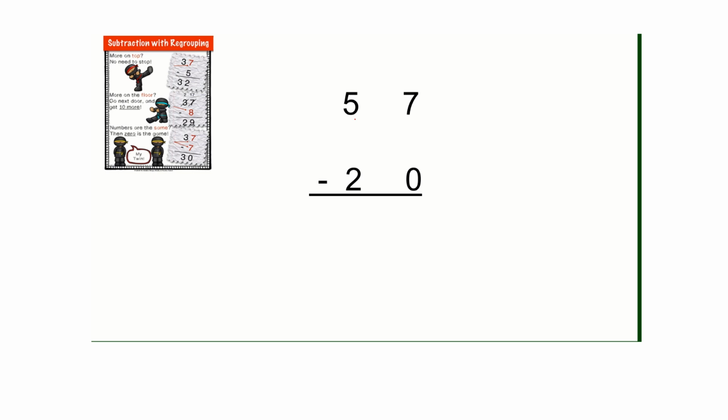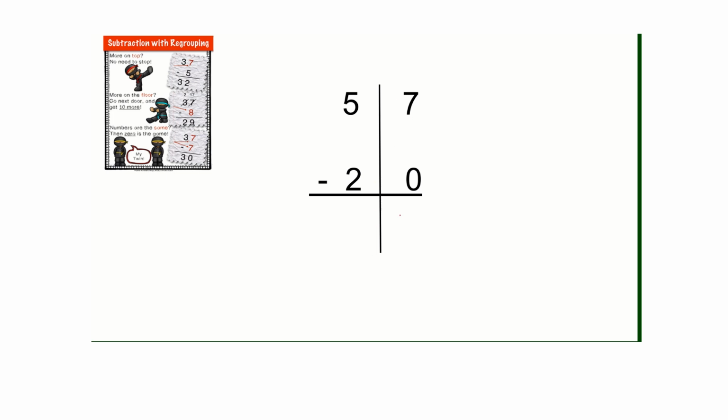Now we have double digits and we're subtracting by multiples of 10. 57 minus 20. Just like any problem, we have to first start by drawing a line in the middle to make sure it's nice and neat.